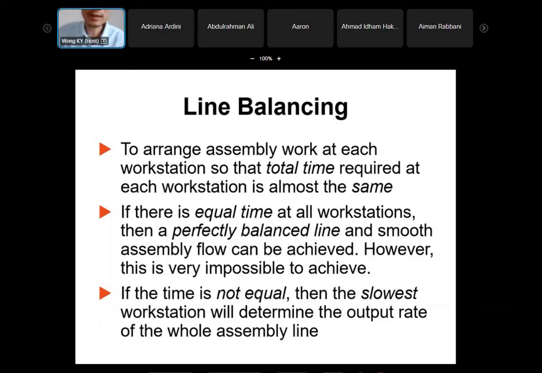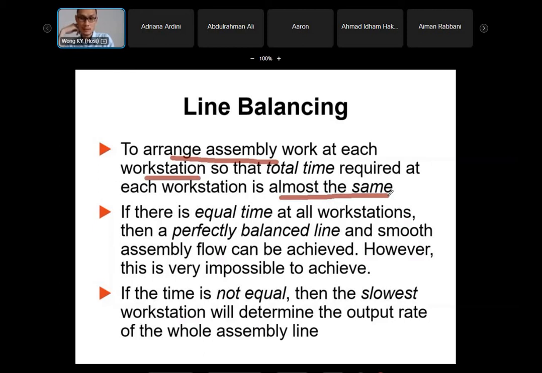As I said, line balancing is for us to solve the bottleneck issue, for us to reduce the bottleneck issue. Okay, so how do we solve the bottleneck issue? We can rearrange the work element. Okay, we can rearrange the work element at each workstation so that the total time of each workstation is almost the same.